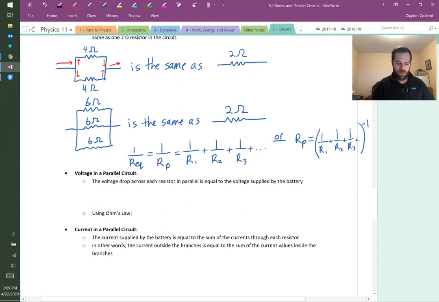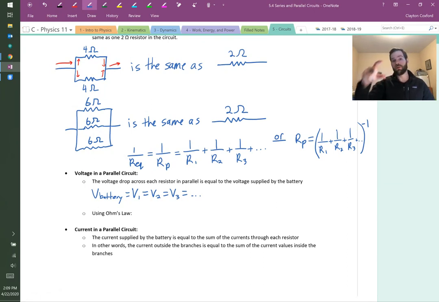Now, within a parallel circuit, the voltage drop across each resistor in parallel is equal to the voltage supplied by the battery. So if the battery supplies 9 volts, you look at the voltage drop across the first resistor, it's 9 volts. You look at the voltage drop across the next resistor, it's 9 volts. Every resistor in parallel is going to have a 9 volt drop across it.